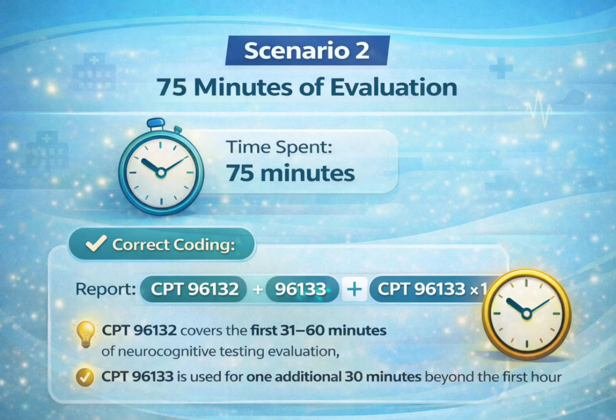Scenario 2: 75 minutes of evaluation. Time spent: 75 minutes. Code 96132 for the first 31 to 60 minutes. Add-on code 96133 for the additional 31 minutes beyond the first hour.